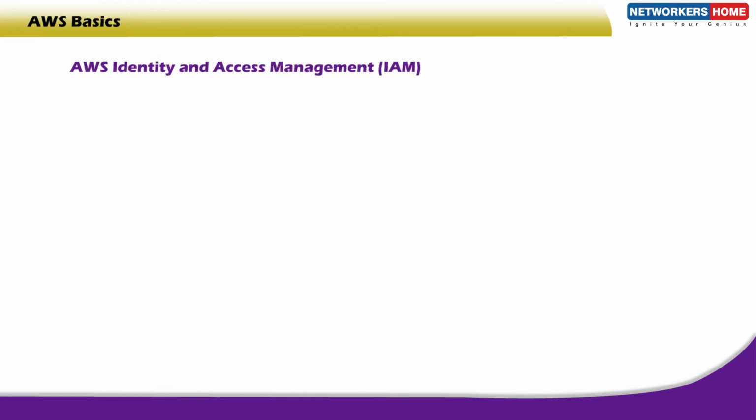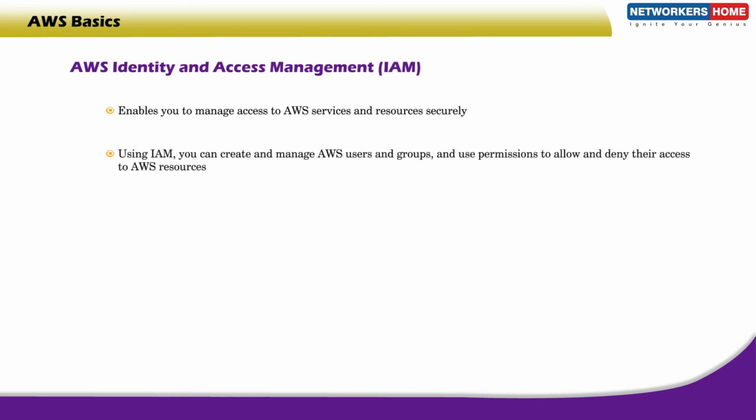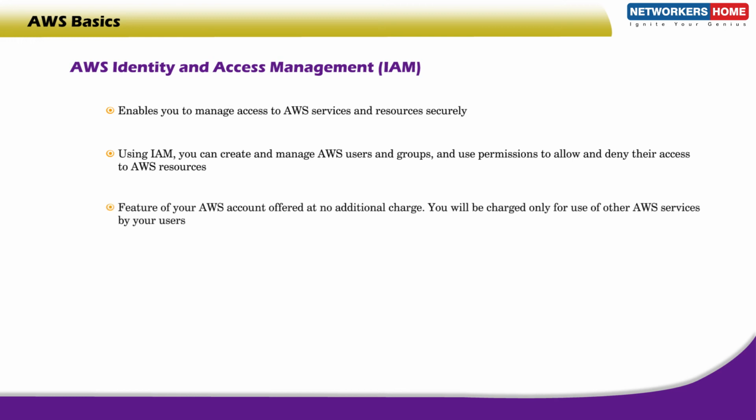AWS Identity and Access Management (IAM). AWS Identity and Access Management (IAM) enables you to manage access to AWS services and resources securely. Using IAM, you can create and manage AWS users and groups and use permissions to allow and deny their access to AWS resources. IAM is a feature of your AWS account offered at no additional charge. You will be charged only for the use of other AWS services by your users.